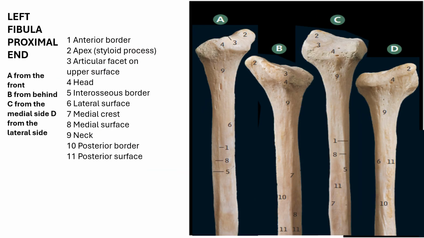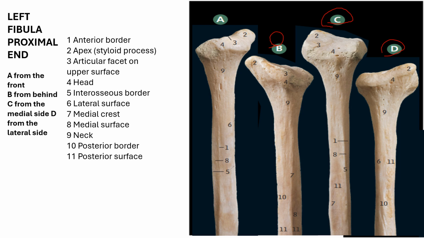Now we will especially see the fibula. It's an image of the left fibula with the proximal end. The first image is from the anterior view. The second image, image B, is the posterior one. Image C is from the medial side and image D is for the lateral side.